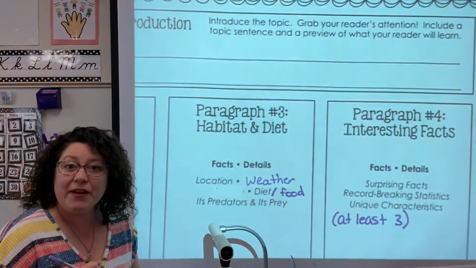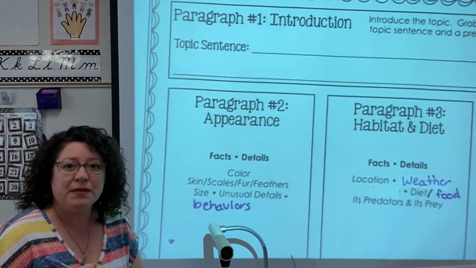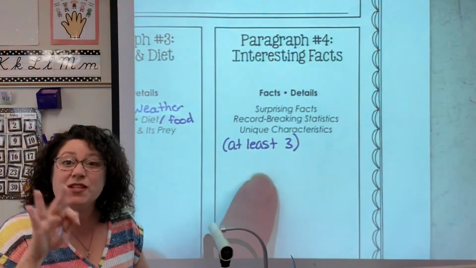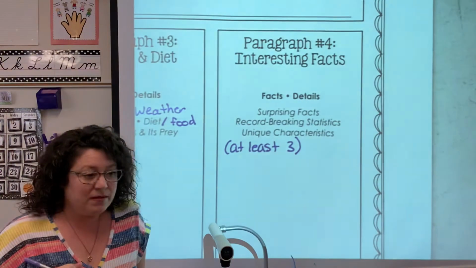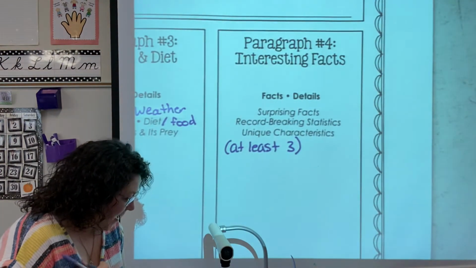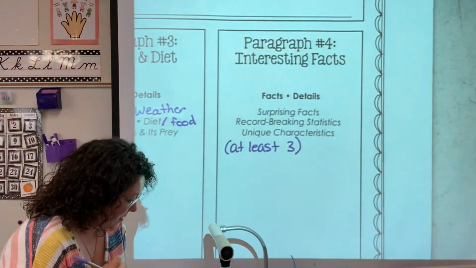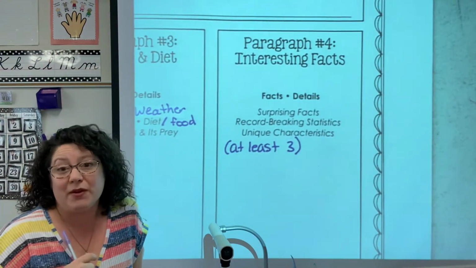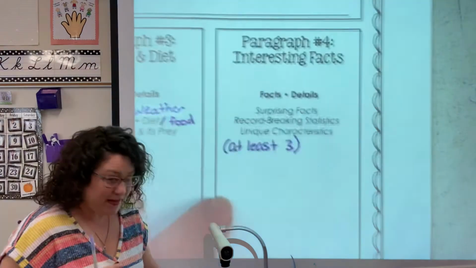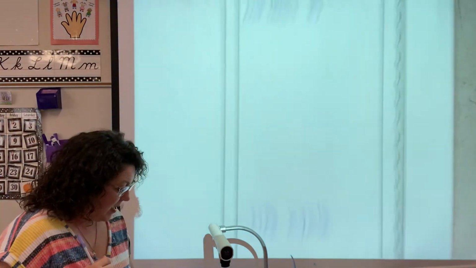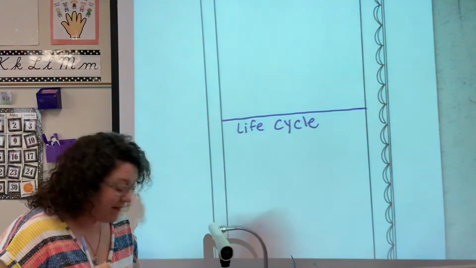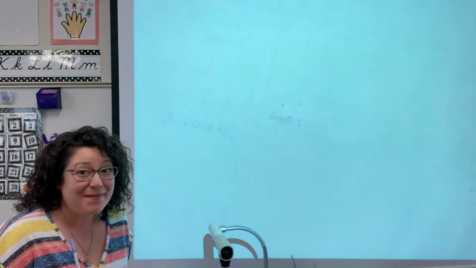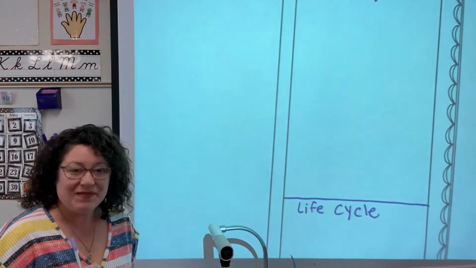Our next column is interesting facts. You need to have at least 3 interesting facts. Surprising facts, record-breaking statistics, unique characteristics. What are 3 things that you think are really cool about your animal, okay? That's where you would write them there. And life cycle. If you can't fit it here, guess what? You have a back of the paper, okay?